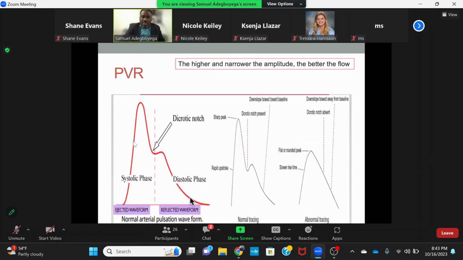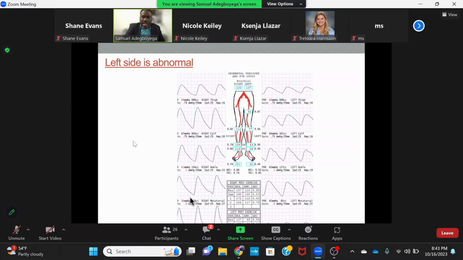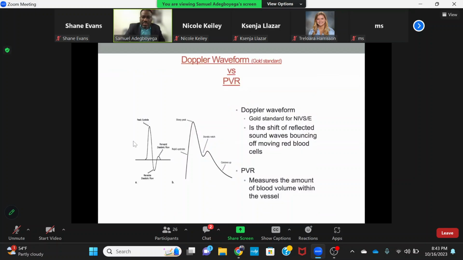Again, we talked about this already, ABI and your PVRs. How do you differentiate between PVR and arterial duplex? With arterial duplex, you're going to get that reverse flow. Remember that reverse flow? That's where you're going to have one peak, another peak, and also a peak. A bump, and a bump. So if we have 3 bumps, that's triphasic. If you have 2 bumps, that's biphasic. If we have 1 bump, that's monophasic.